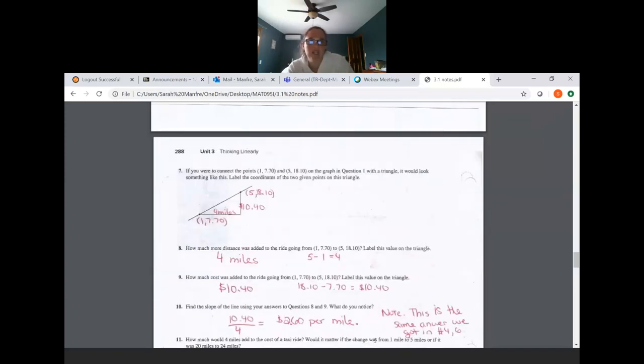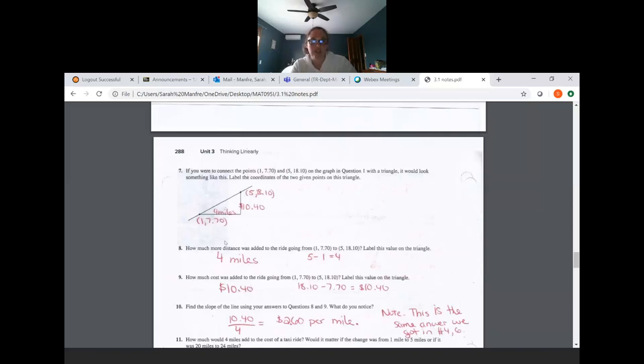Okay, moving on. So this page is going to do a lot more practice using that slope formula. So basically on this one, it gave you a picture. It asked you to put just numbers. So I put the 1, 770 would be here. This 5, 1810 would go here, and label the coordinates, which is what I just did. How much more distance was added to the ride going from 1, 770 to 5, 1810? Label the value on the triangle.